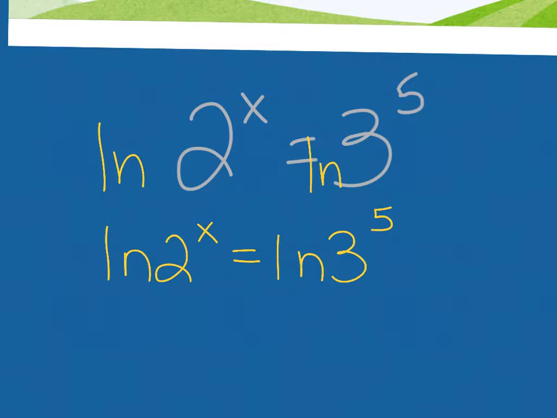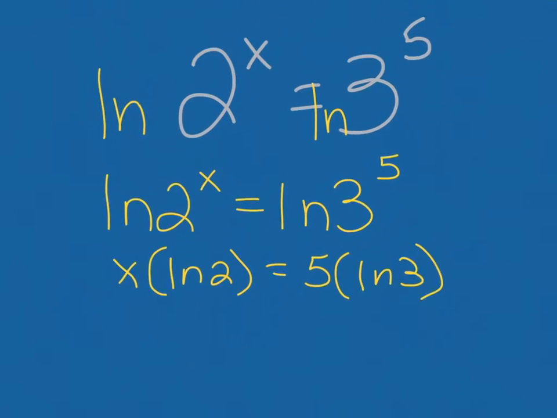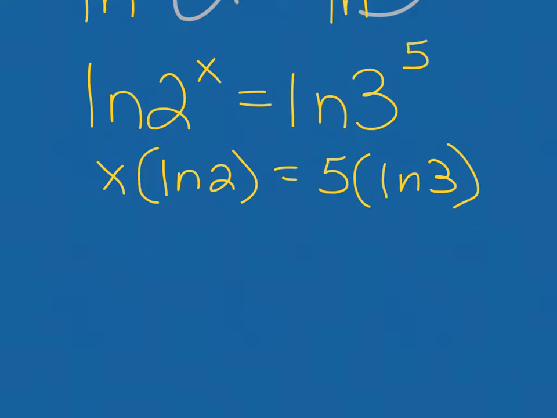What do I do with my exponents when I'm expanding? I put them at the front. So this would be x times ln of 2 equals 5 times ln of 3. Now my goal is to solve for x. So how do I get the x on the left side by itself? Divide both sides by ln of 2.